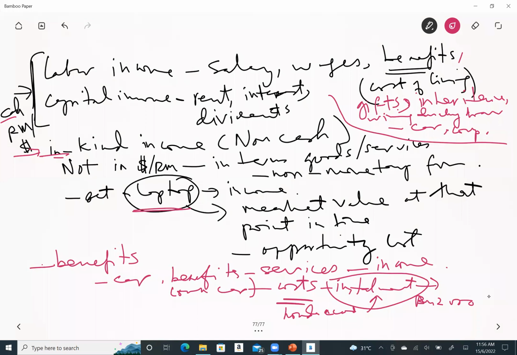Sometimes the benefit to the car is more. Sometimes the benefit is in RM. Sometimes your employment gives you 1,000 RM car benefit. So that is easy to measure, okay, because it's already in terms of cash. But sometimes it is not given in terms of just cash, you are given a car, all right? So it is more difficult to measure.